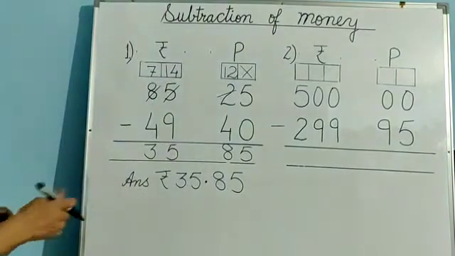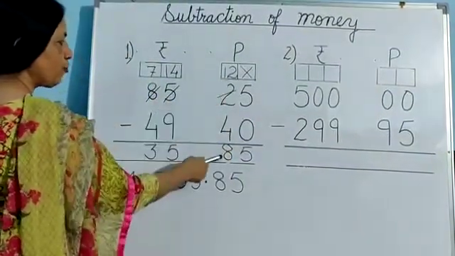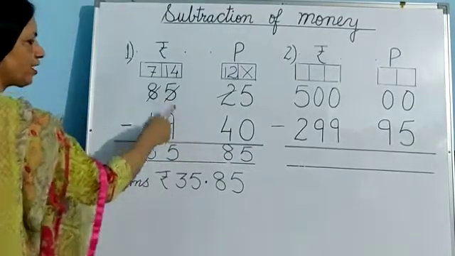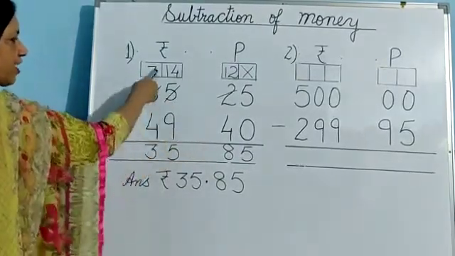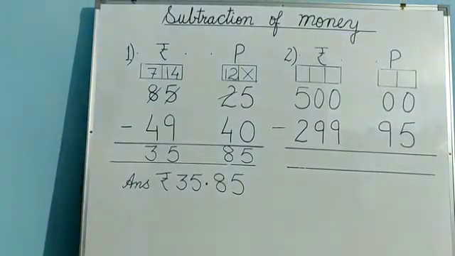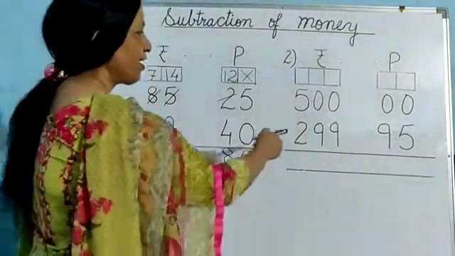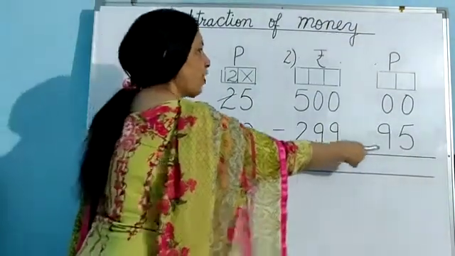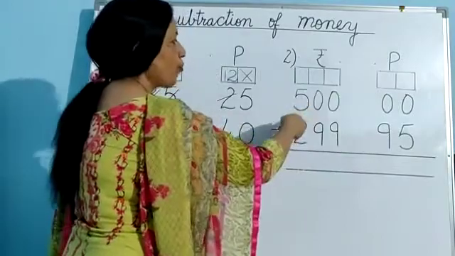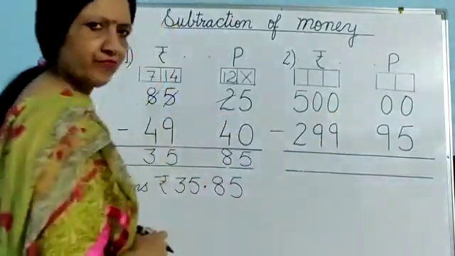Clear beta? 5 minus 0 is 5. 12 minus 4 is 8. 14 minus 9 is 5 and 7 minus 4 is 3. Is it clear बच्चे? Now next sum is subtract rupees 299.95 from rupees 500 only. Clear?